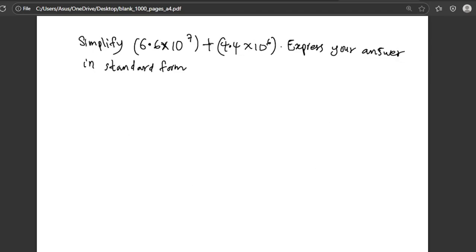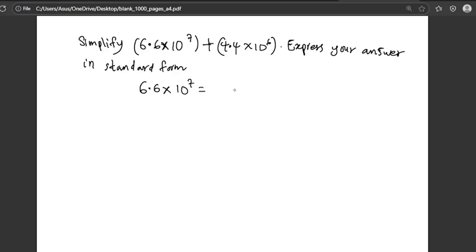Finally, in this episode, let's simplify this question. Simplify 6.6 times 10 to the power 7 plus 4.4 times 10 to the power 6, expressing the answer in standard form. We apply the same method: convert both to ordinary form separately, add the results, and convert back to standard form.